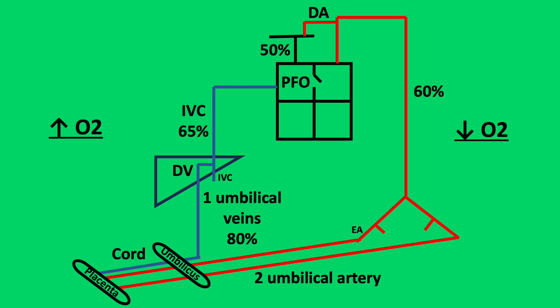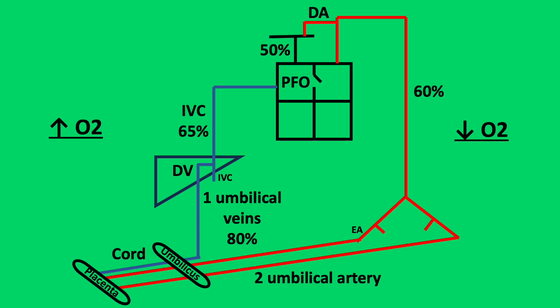Now we'll discuss the transition at birth. At birth, the baby takes its first breath. This results in lung expansion and a higher partial pressure of oxygen in the alveoli. This results in pulmonary vasodilation, reduced RV pressure, and increased LA pressure as blood flow returns to the left side of the heart, leading to closure of the foramen ovale by the lungs.